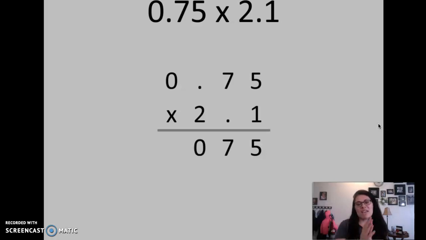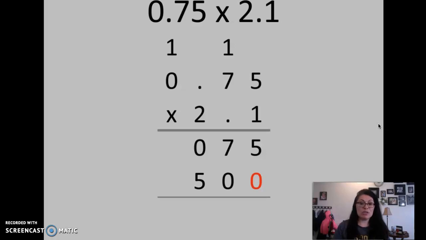Now comes my favorite part. X's and O's, they haunt you. Don't forget that place value every single time. X out that 1, put down that 0 as your placeholder. It's very, very important, because now we're moving to the next place. So now we do 2 times 5 is 10. We put down the 0, carry the 1. 2 times 7 is 14, plus 1 is 15. 2 times 0 is 0, plus 1 is 1.